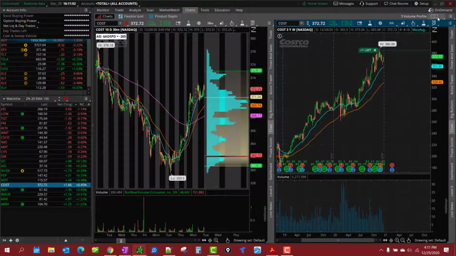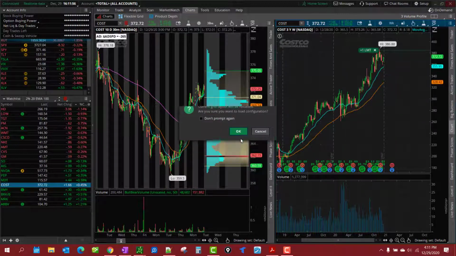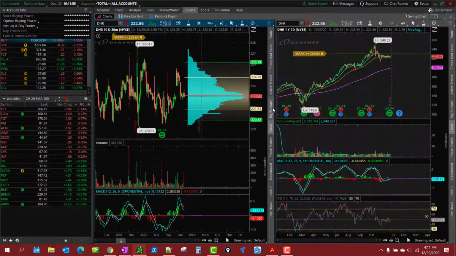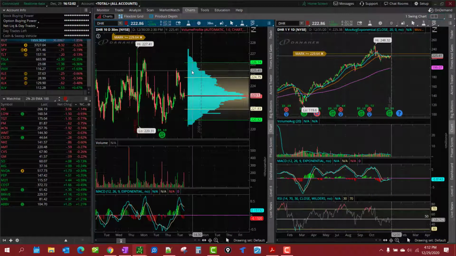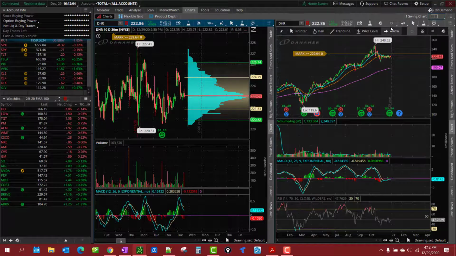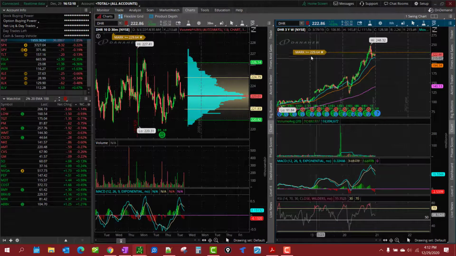I'm looking at other things. To show you what my swing chart looks like, here's exactly what I'm looking at every time before I make a decision on exactly what I'll do. I'll look at the value area control. I'll look at the daily, and then I'll look at the weekly. And you'll see Danaher's about ready to pop again, I think. Continue with its trend. I'm just waiting.